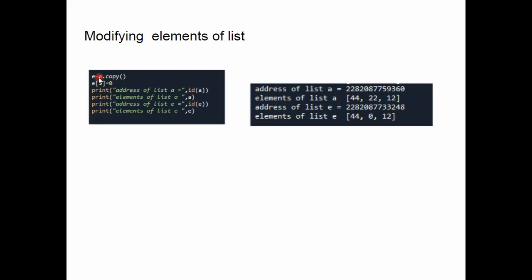Because of the statement b is equal to a, a and b both have the same address. Now e has a different address and a has a different address. So if e changes its element, it is not going to change the element of a. So if we display the list a, what we are going to see is 44, 22 and 12. And after the modification e of 1 is equal to 0, e is going to change its second element.